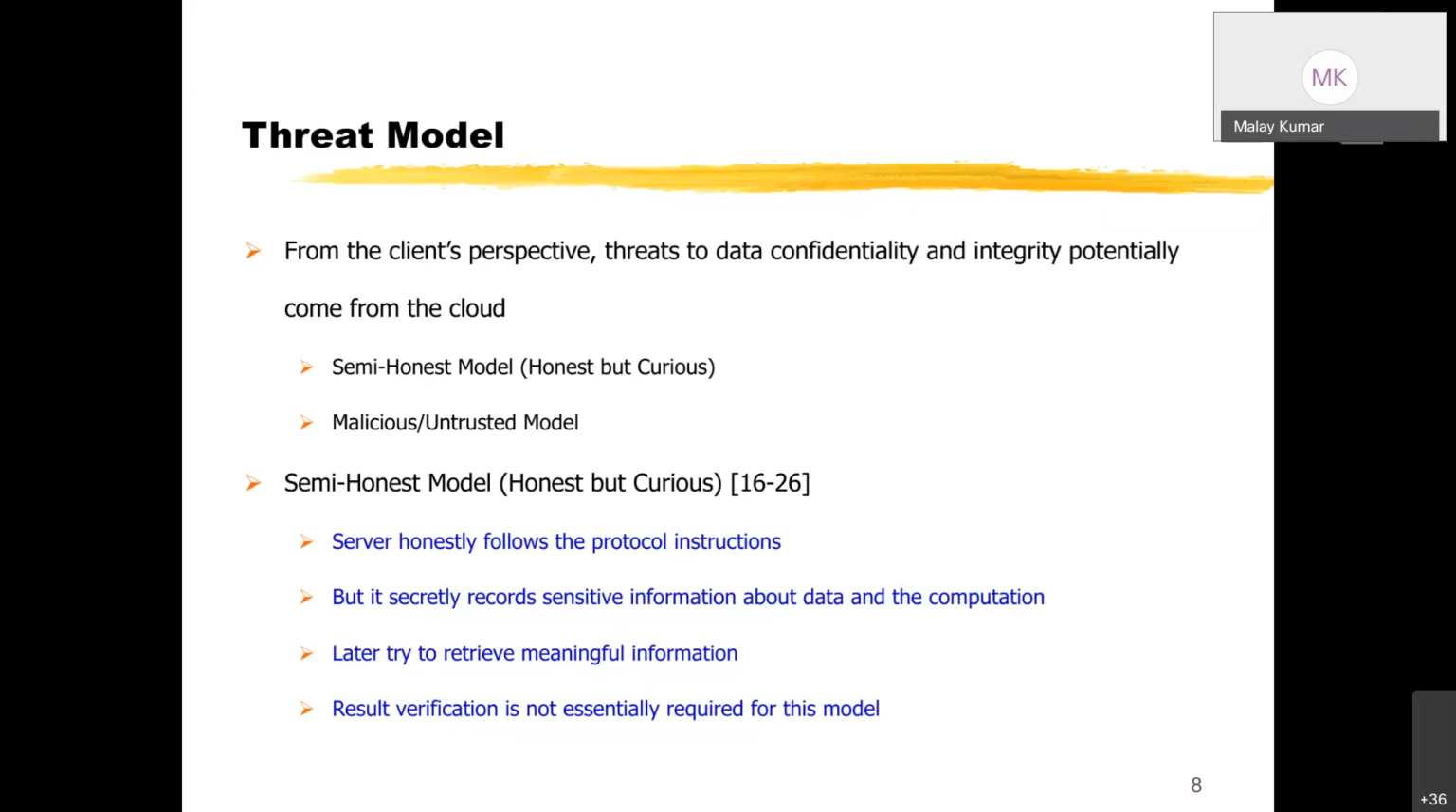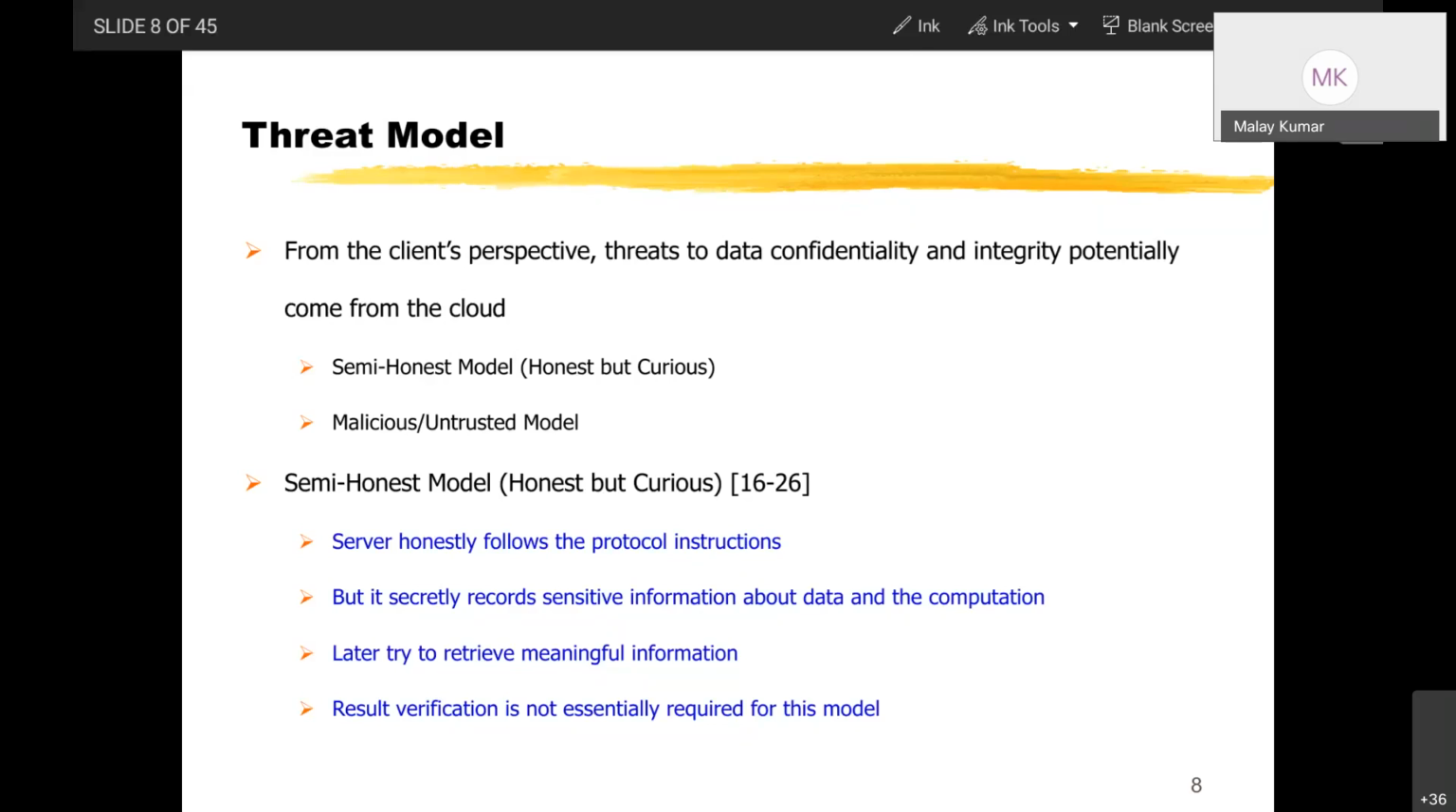So mainly there are two types of threats defined in various literatures. The first kind of threat is the semi-honest model, which is also known as honest but curious. Another kind of threat model is defined as the malicious and untrusted model. So the first model is the semi-honest model, and another model is the malicious or untrusted model.